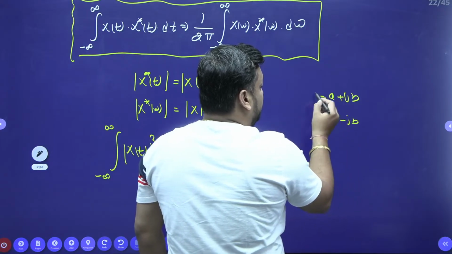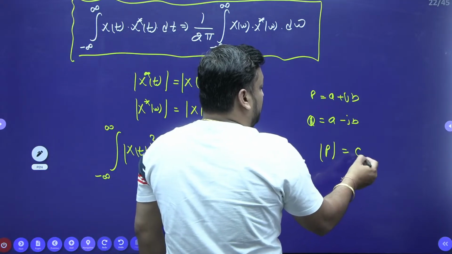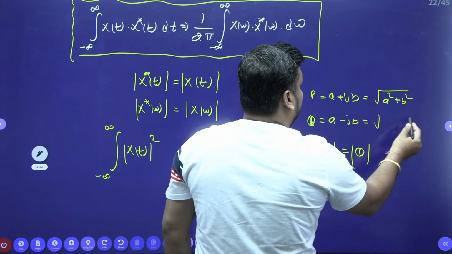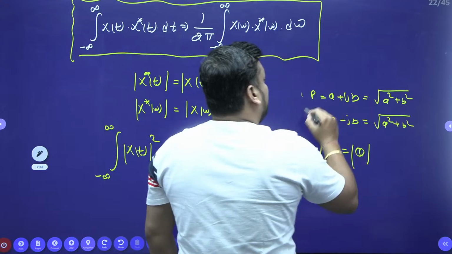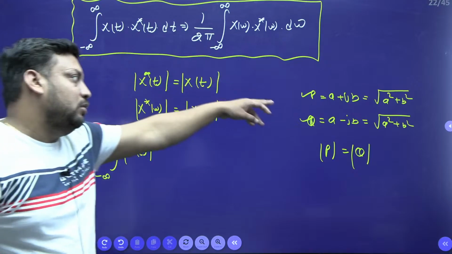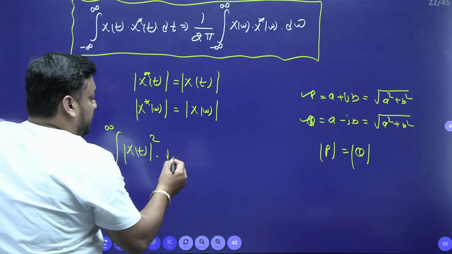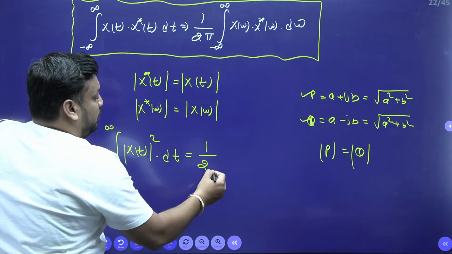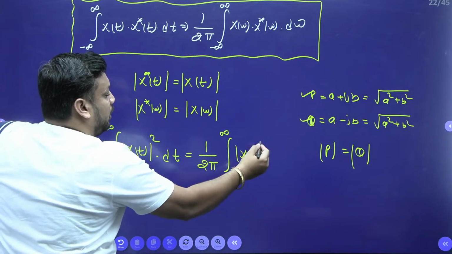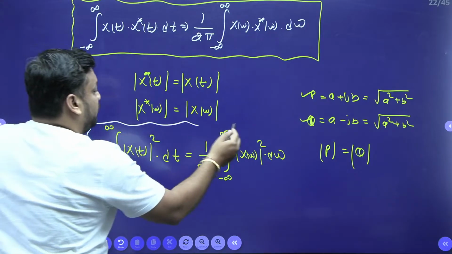if this is my p, and this is my q, then shall I say that mod of p is equal to mod of q? Why? Because its magnitude is square root of a square plus b square, and the other's magnitude is also square root of a square plus b square. Yes or no? So even if it is not real, and even for the conjugate, the magnitude is always equal. So I am taking magnitude here, and I should write 1 upon 2 pi integral from minus infinity to infinity of mod of X(omega) whole square d omega, because the magnitude of the conjugate term remains the same.